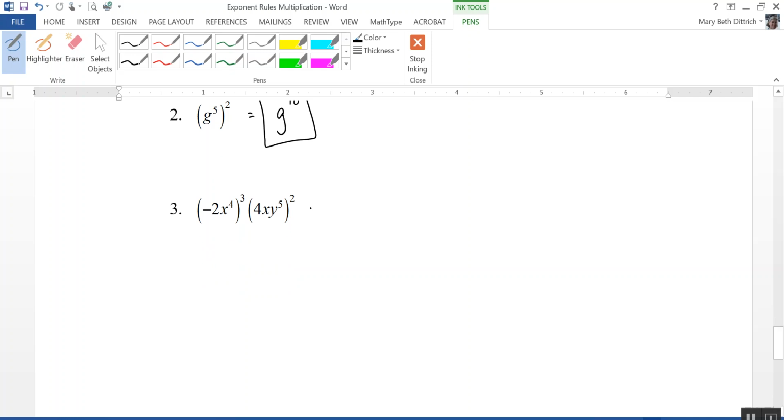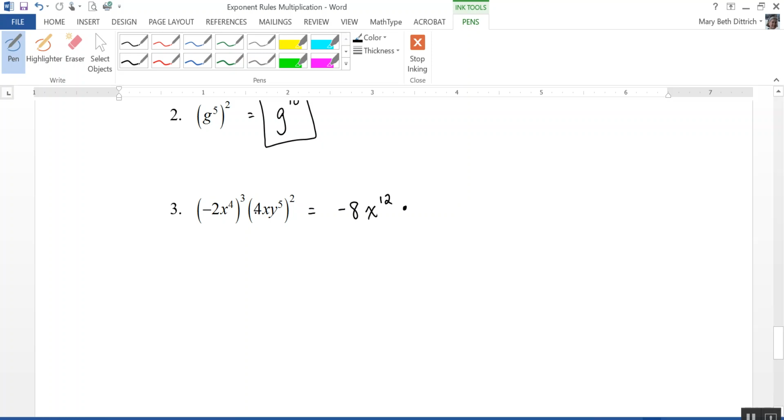And my last example here is negative 2x to the fourth, the whole thing cubed, 4xy to the fifth squared. So this exponent here will apply to each of the terms inside the parentheses. So negative 2 to the third power is negative 8, because negative 2 times negative 2 times negative 2 is a negative 8. X to the fourth to the third power is x to the 12th. Power of a power, multiply.